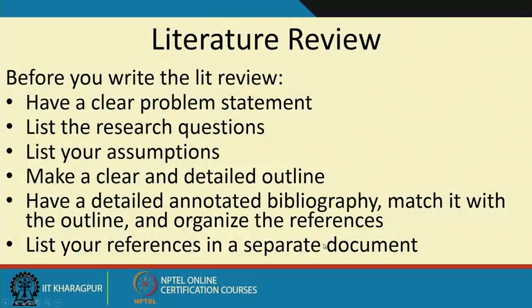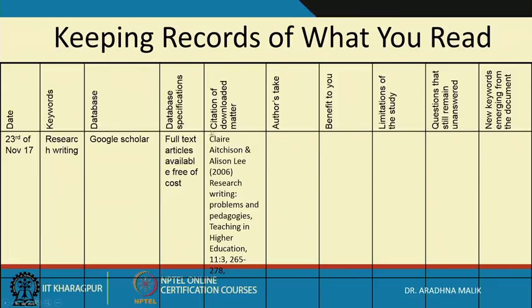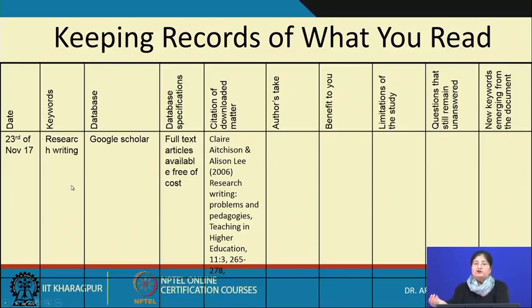So let's see what we have here for you, reviewing literature. Before you start reviewing literature, you need to have a clear problem statement. You need to know what you are looking for, what it is that you want to find out. In the previous class, we talked about the table that I told you to make. Very essential. It's very helpful. And we did an exercise where we looked for information on research writing as a field.